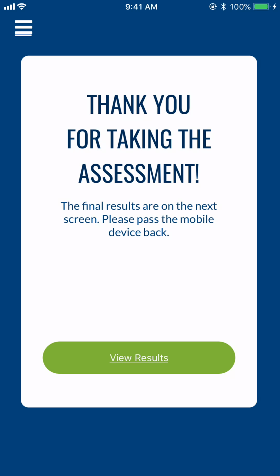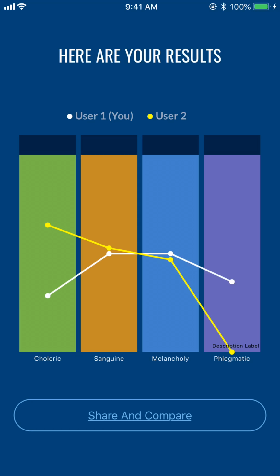I have the phone in my hand. I want to see the results. Wow. Now remember, the white was my ideal candidate, and the yellow is what my marketing person described as themselves. And you can see we have a big problem. We're close on two, but we're way off on the choleric and the phlegmatic. He thinks, or she thinks, she's a big decision maker. I don't want a big decision making for my marketing person.